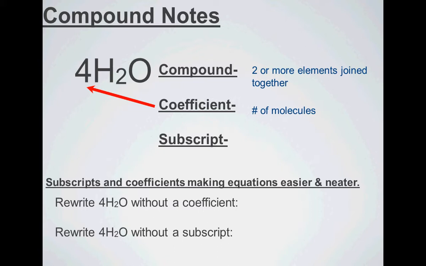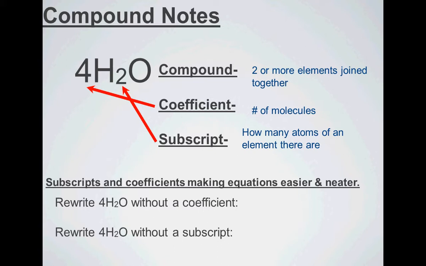The subscripts, the smaller numbers within the formula, indicate how many atoms of a certain element there are. So obviously in H2O, the 2 is telling you there are 2 hydrogen atoms.